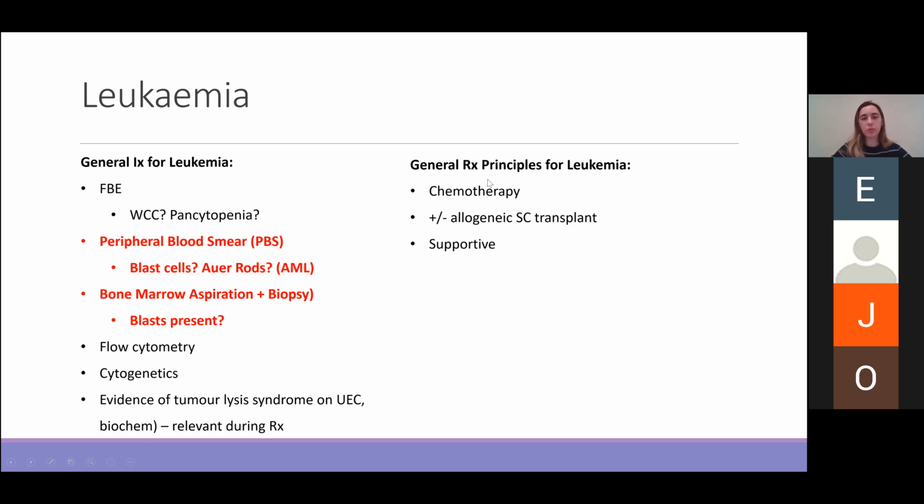And then general treatment. So obviously you've got your chemo. A stem cell transplant is often reserved for those who are fit enough for one. And supportive, so like if they're neutropenic and prone to infections, prophylactic antibiotics, that kind of thing.